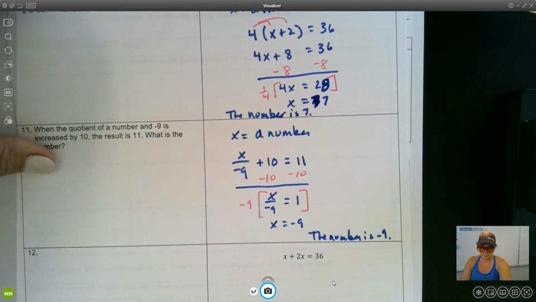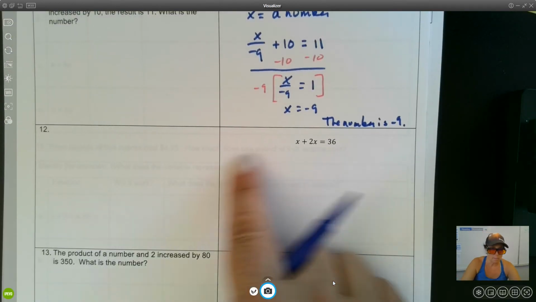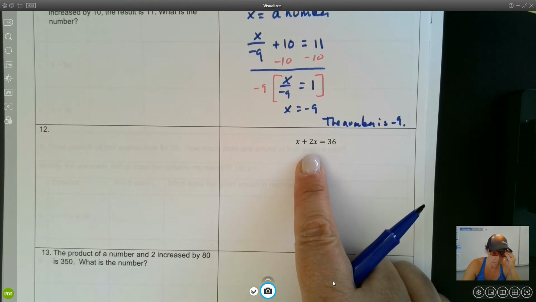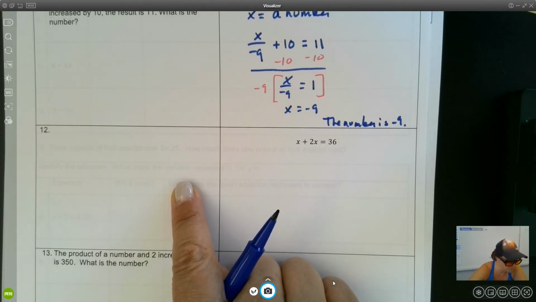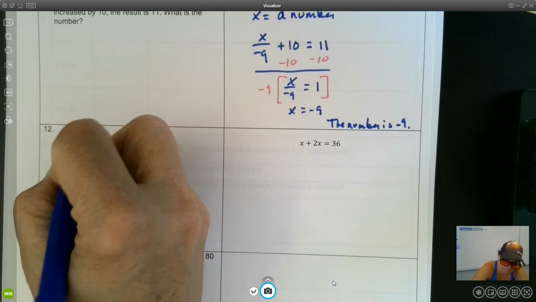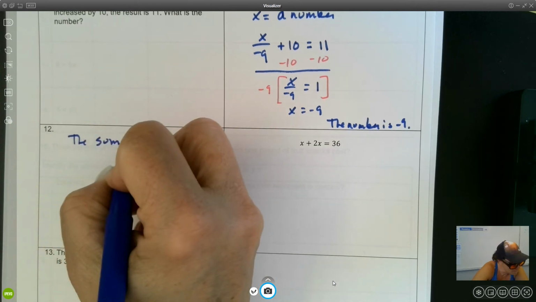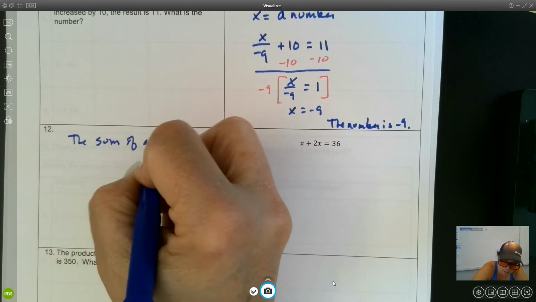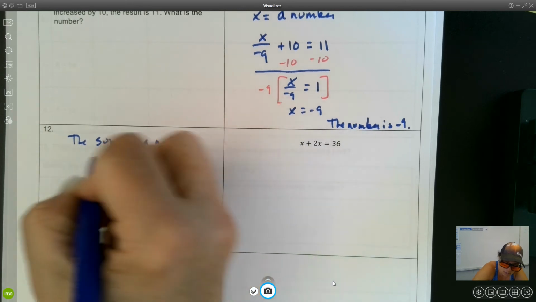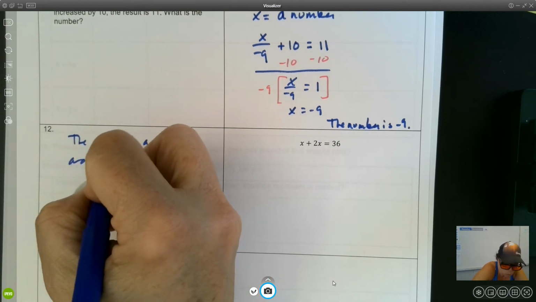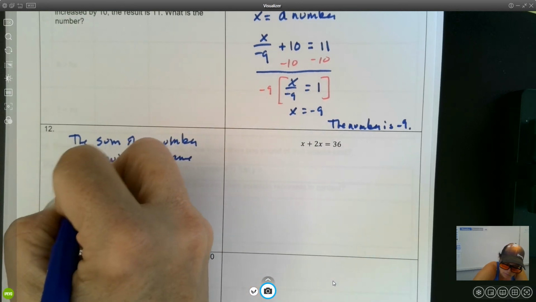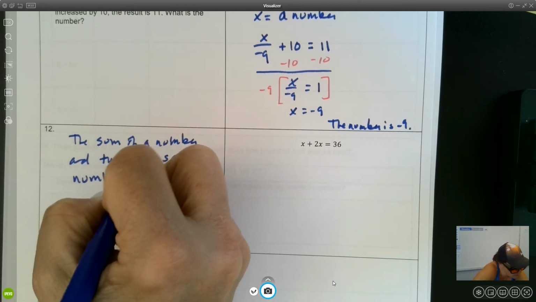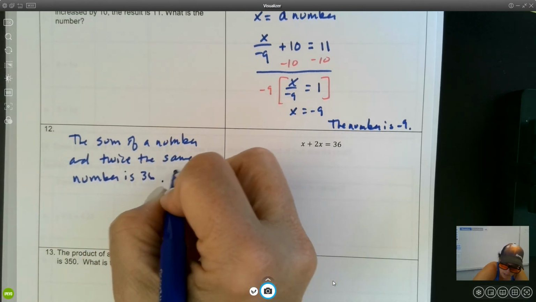All right. Now the next one, we're going backwards. We're given an equation, x plus 2x equals 36, and we have to come up with a story. So the sum of a number and twice the same number is 36. Find the number.